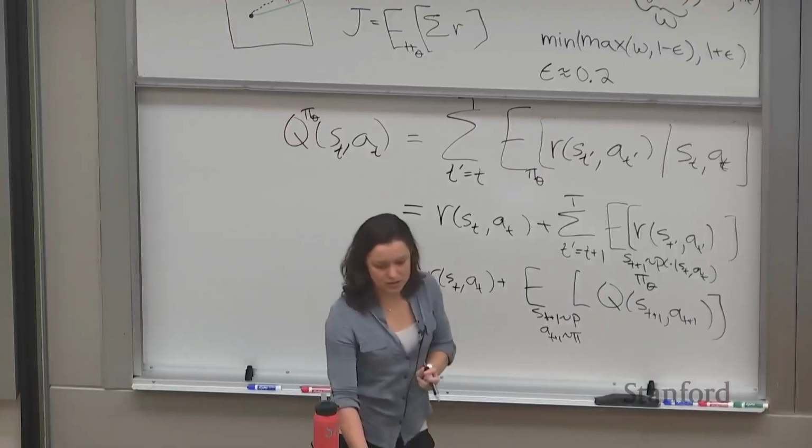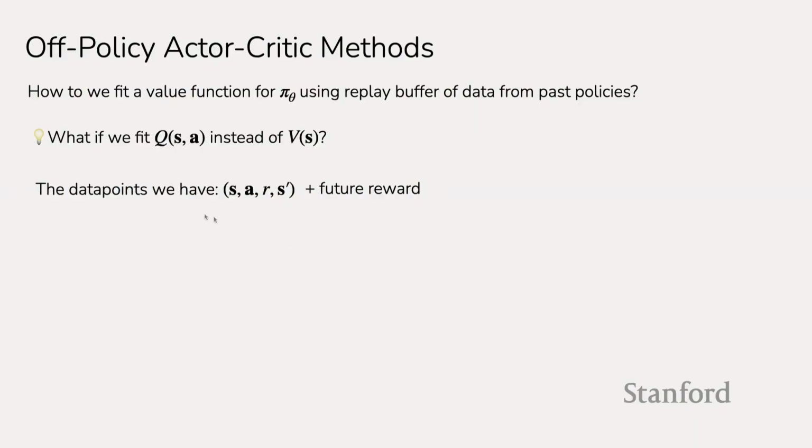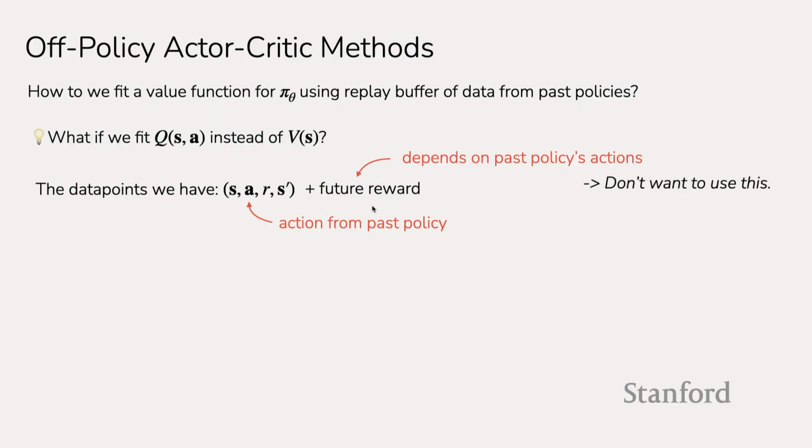We haven't made any assumption about which state and action this data was collected for. So if we walk through that on the slides again, we have data points that are state, action, reward, next state, sampled from some other policy. And we also have the future reward, which is a trajectory collected from an old policy. This action was taken from the past policy, and this future reward depends on the past policy's actions. We don't want to use the future reward part because it depends on the past policy actions in a pretty complicated way. But if we're fitting Q of S, A, then we're passing the action as input, and it's okay if that action is a bit different from what our policy would have taken.